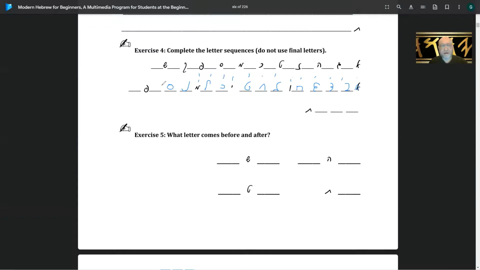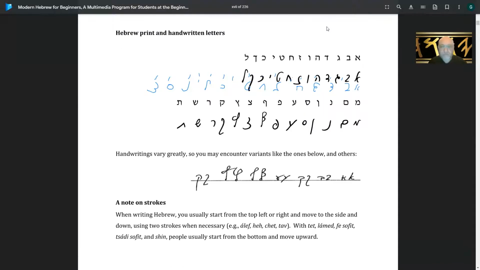It might be Samik, and it might be Zadik. Let's see if that's right. Noon, Samik, Zadik. Let's see if those are together. Okay, so here's Noon, Samik. Oh, it's Ayin. Ayin, Fe, Zadik. So it's Samik, Ayin, Fe, Zadik.